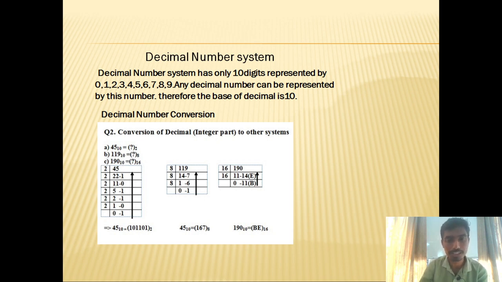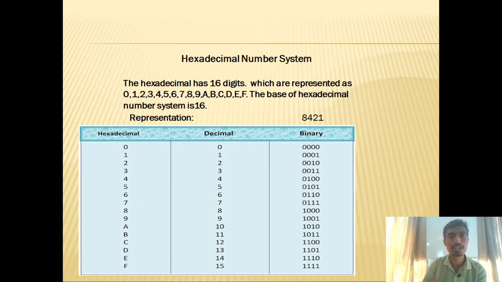So firstly we can see the hexadecimal number system. The hexadecimal number system has 16 digits which are represented by 0 to 9 numbers and A to F alphabets, like 0, 1, 2, 3, 4, 5, 6, 7, 8, 9 numbers and alphabets from A, B, C, D up to F. So the largest digit value is 15, but the counting starts from 0. So the base of the hexadecimal number system will be 16.